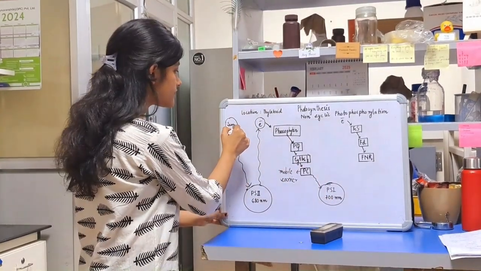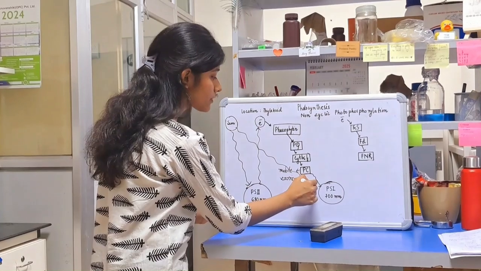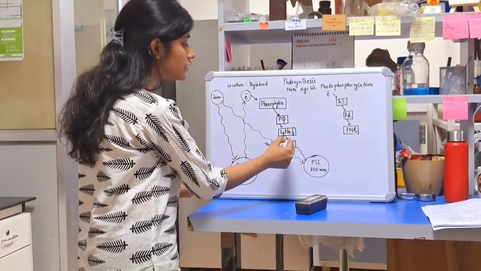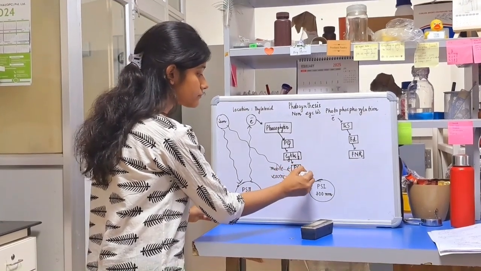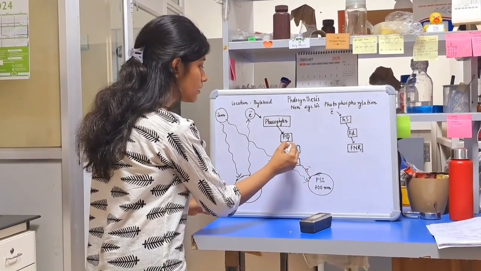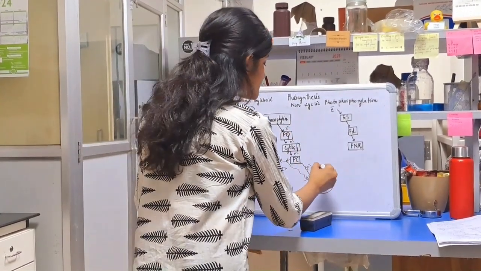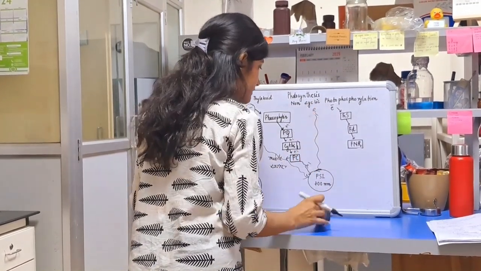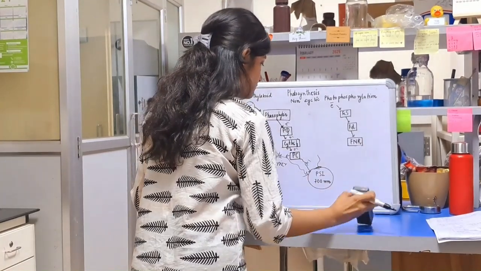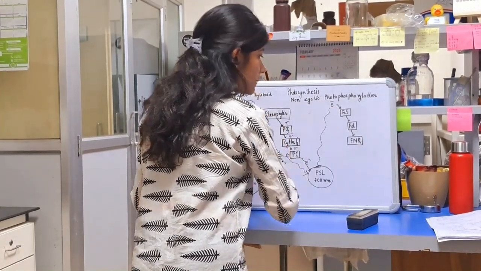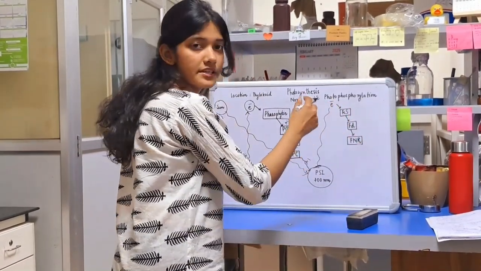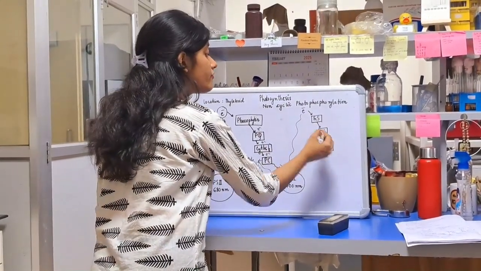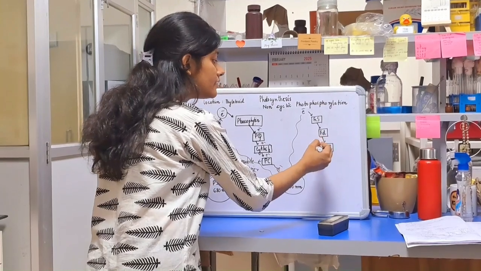And the sun's energy will also excite PS1. PS1 will get excited and it will also get the electron from plastoquinone. Now, after getting this, it will also be excited and move to its excited state. Then it will move through a series of electron carriers, for example, firstly the iron sulfur cluster, then the ferredoxin, and finally the FNR.